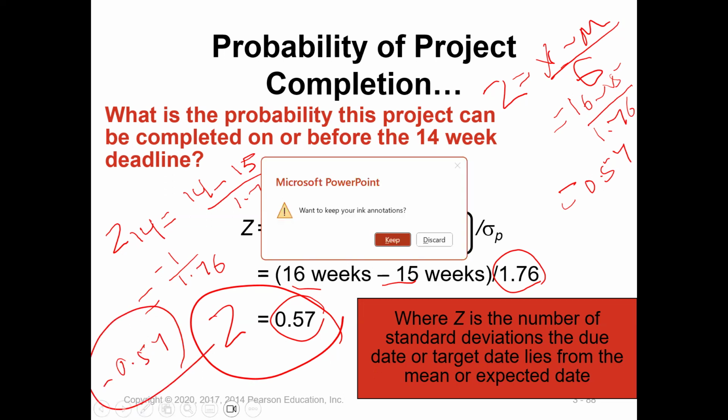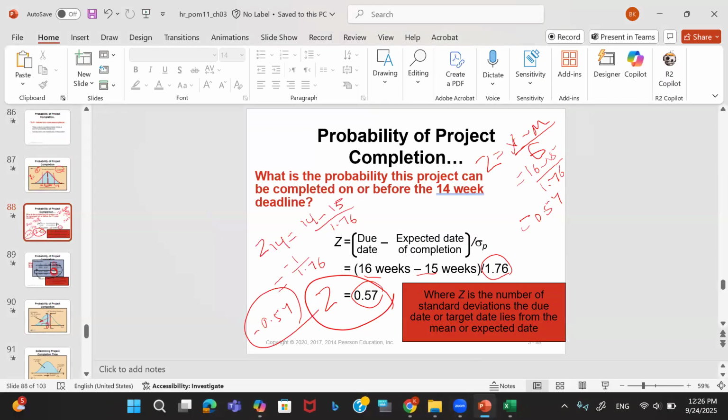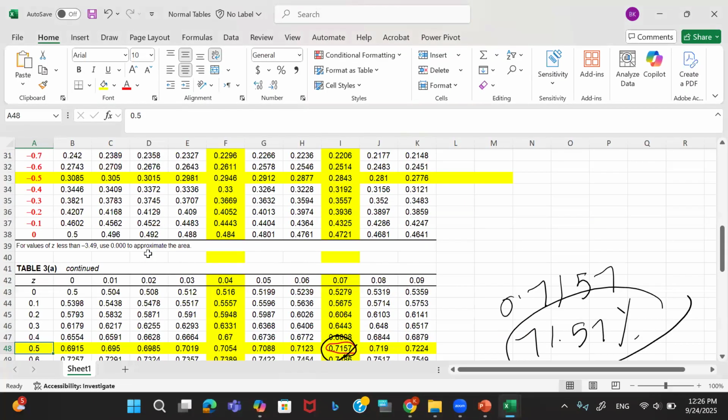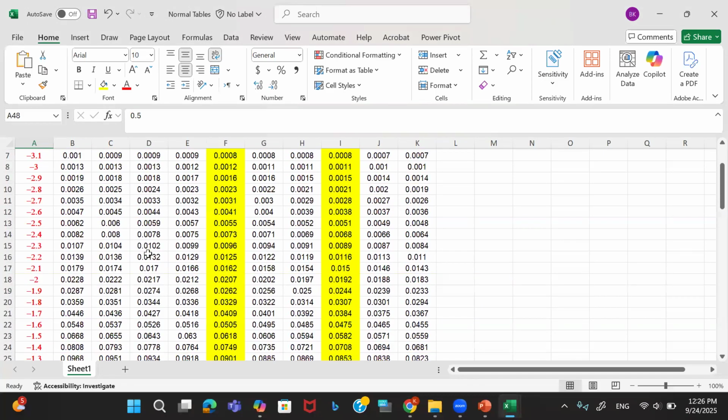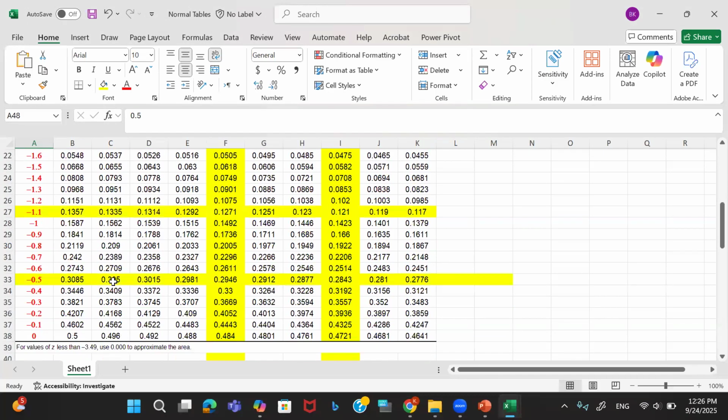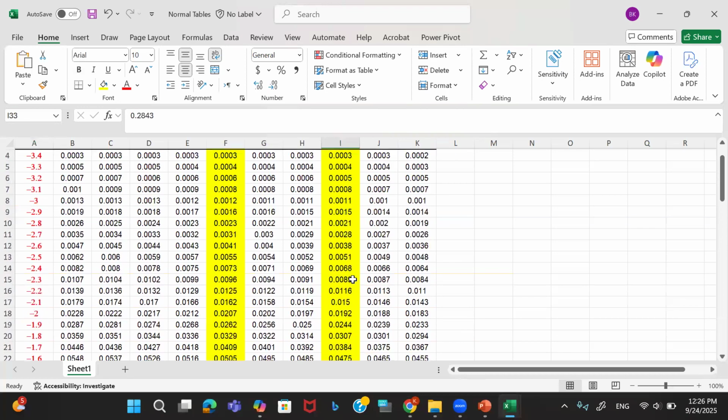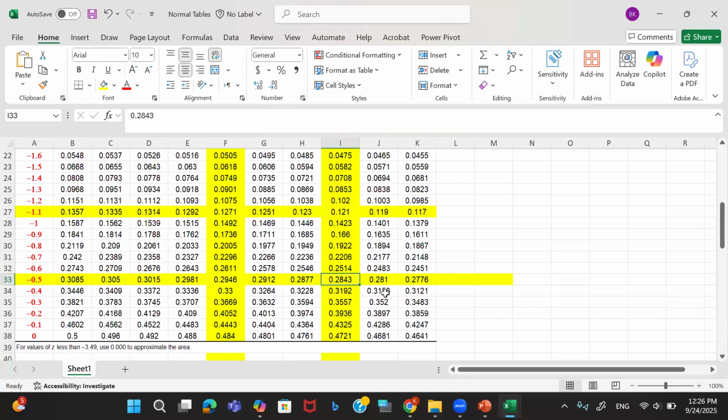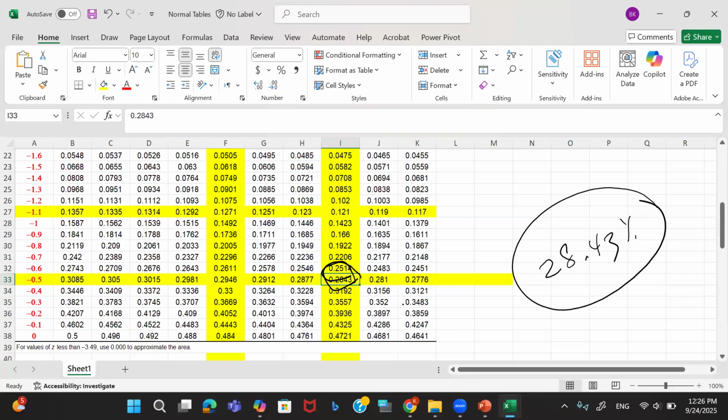I go to the table and look for negative 0.57. This is the negative 0.5 again, and this is the 7. So the probability is 28.43%. That's the probability that we will be finishing this project in week 14.